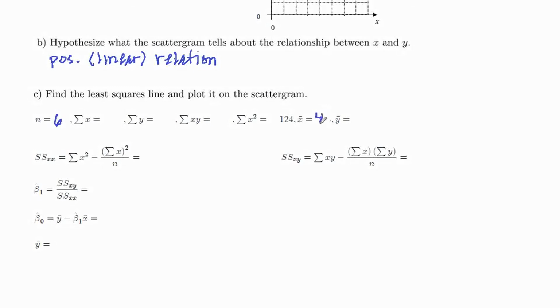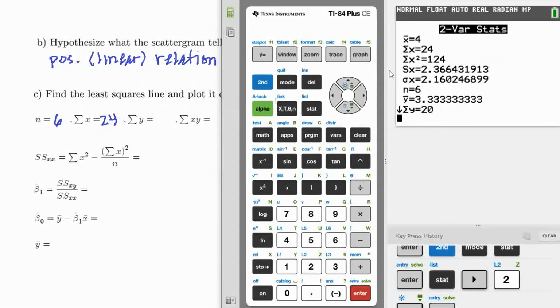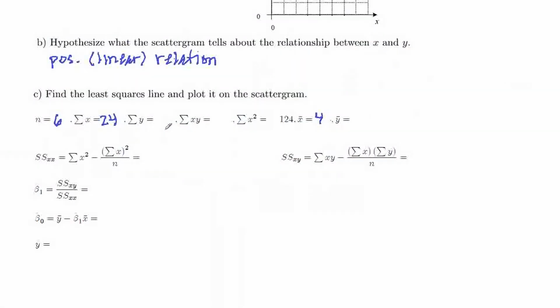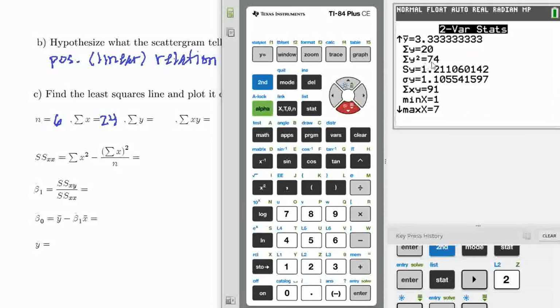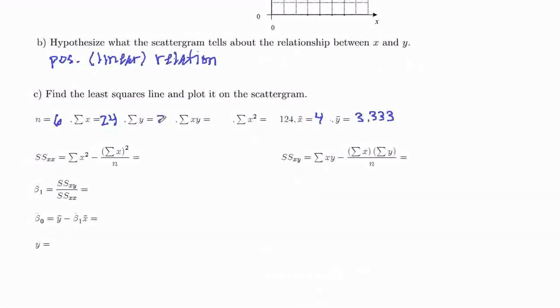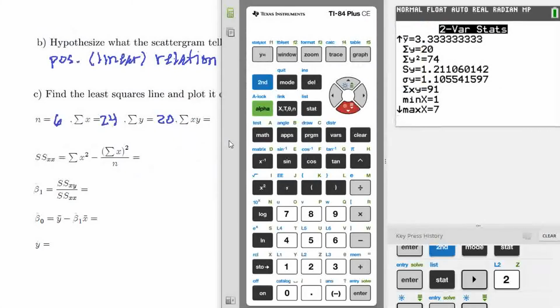X bar 4, sum of x 24. Sum of x squared 124. And then y bar 3.33 repeating. And then sum of y, down on the bottom there, 20. Sum of y squared, 74. Looks like we didn't need that in this portion. And then sum of xy, 91.